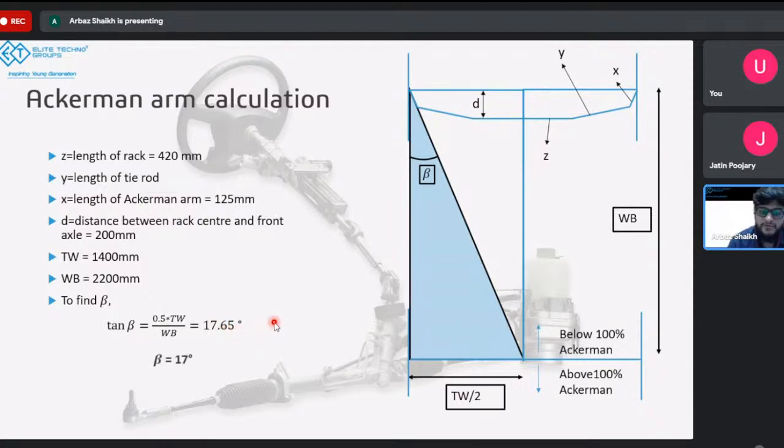Right, and we can round this off to 17, because if I round it off to 18, this line will intersect somewhere around here, which will be below 100% Ackerman. And since I've done this calculation, again, this is a part of my iteration, I know that the final product that I'm going to get is going to be understeer. So to compensate for that, I can round it down. If I round it down from 17.65 to 17, this point will be intersecting the center of the vehicle somewhere around here, which will be slightly higher than the 100% Ackerman. So for that I'm rounding it down to be 17.